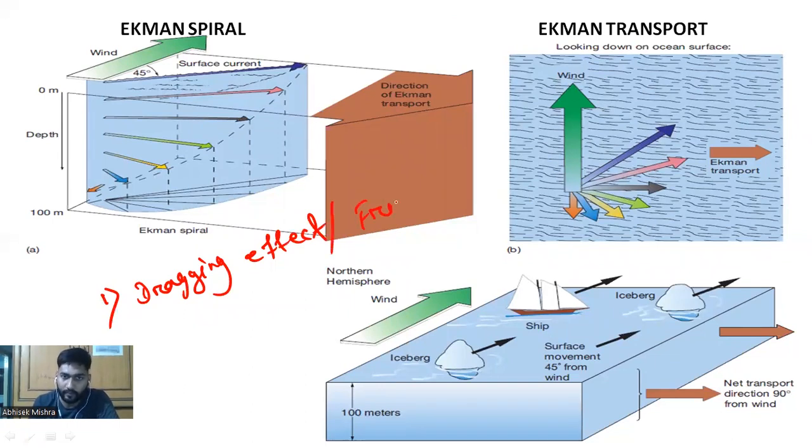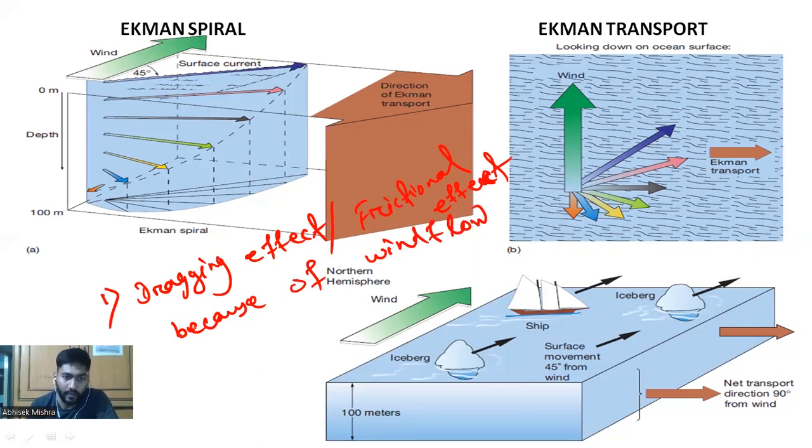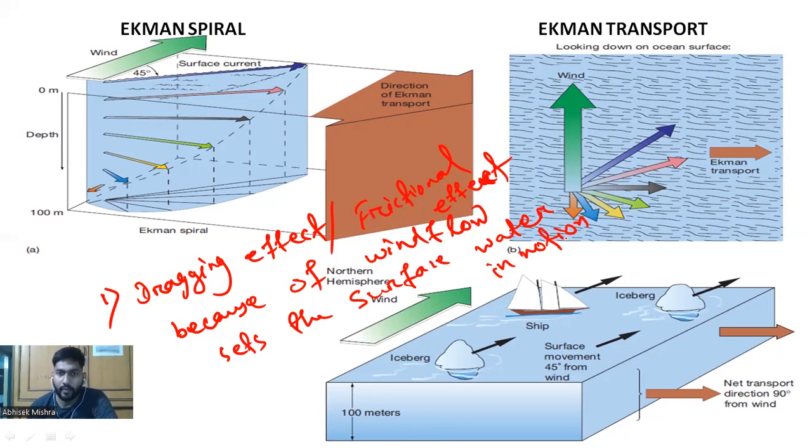The dragging effect or the frictional effect, because of the movement of air, because of wind flow, sets the surface water in motion. So the dragging effect or the pulling effect or the frictional effect is causing the surface water to move.